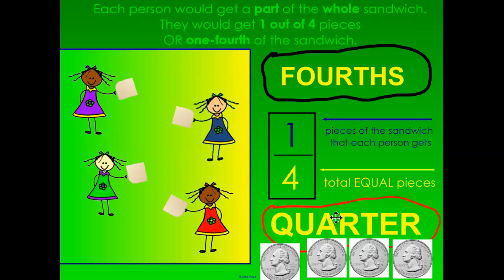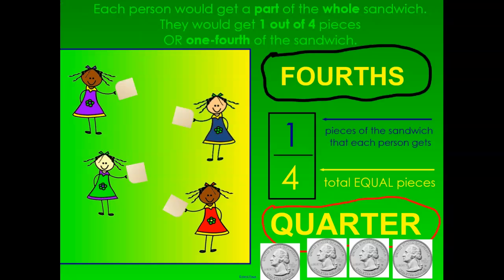So when we talk about sandwiches or cookies or anything that we're dividing up into 4 pieces, we can also call this a quarter. This girl has a quarter of the sandwich. This girl has a quarter of the sandwich. She has a quarter of the sandwich, and so does she. So I can use 2 words. I could say fourths, or I can say quarter. But when you talk about the fraction when it's written, we write it like this, 1/4. We say that. But another way to say it is a quarter of the sandwich.